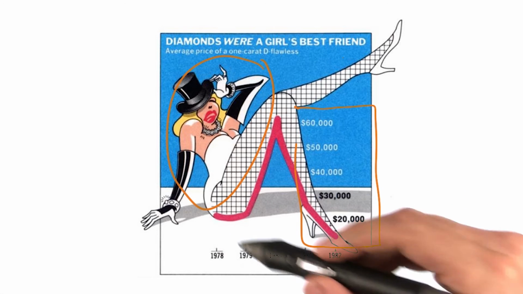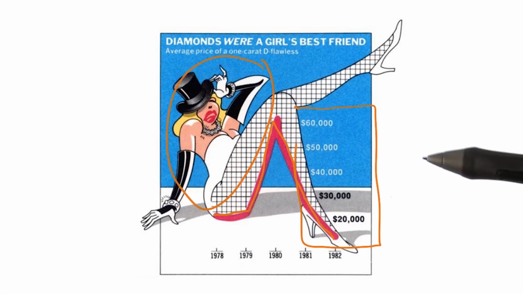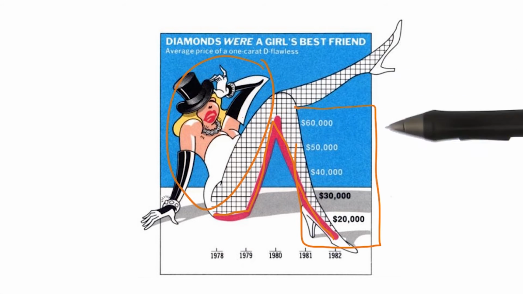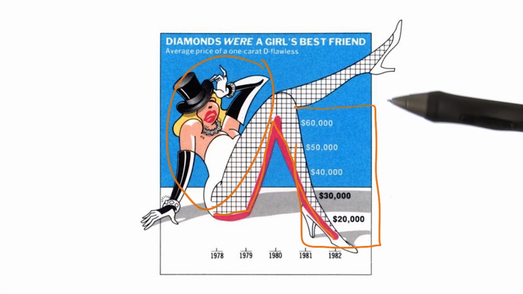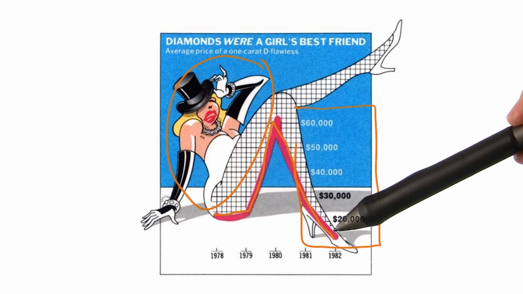Here, the data is actually only represented by this red line. Everything else about this visualization, including the picture of the woman, the grid lines, and the background, are all detracting from the main event, which is that the price of diamonds has fallen from the years of 1980 to 1982.